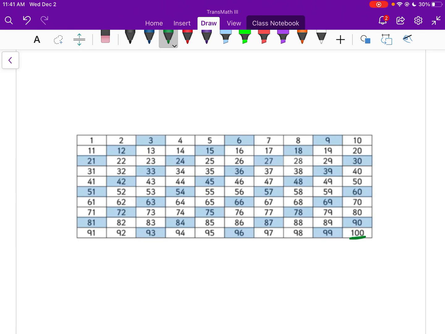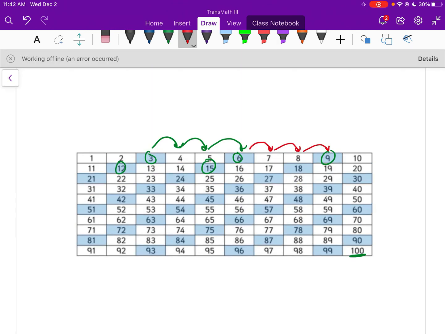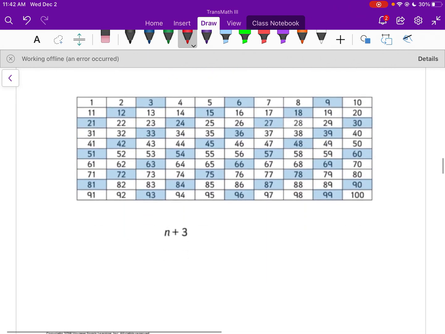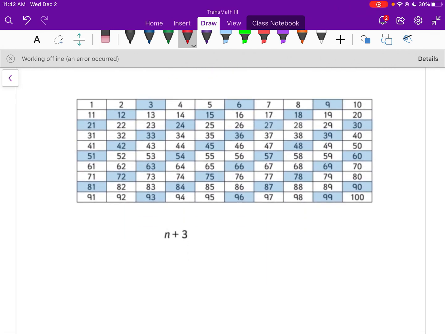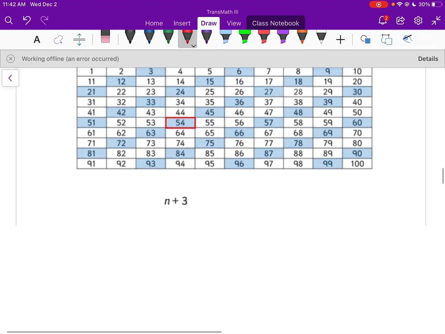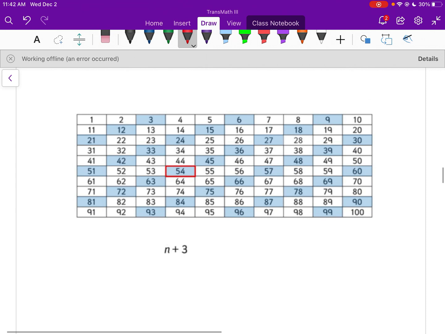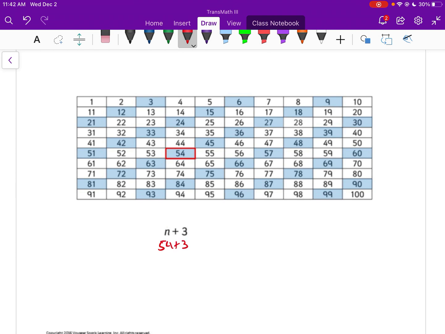All right, so for this grid, we notice that we got 3, we got 6, we got 9, 12, 15. What we're doing is we're going up by 3 to get to that next value. 1, 2, 3. So for this case, it would be N plus 3 since we were adding 3 to get to that next one. So the number you're starting with plus 3 gets you to the next one. Like if we had 54, to get to the next value, which is shaded, you do 54 plus 3, which will give us 57, which is highlighted.